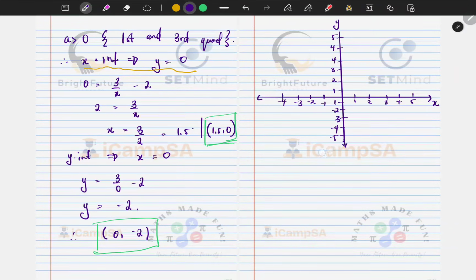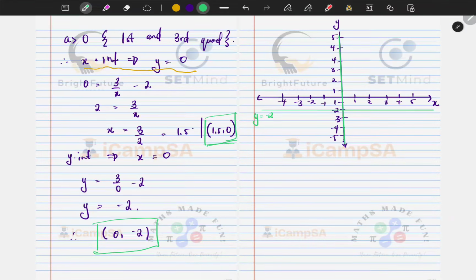Great. So now our horizontal asymptote is cut at y equals -2. So this will be your horizontal asymptote where y is equal to -2, right? And then the other one is just going to be here, where x is just 0, right?